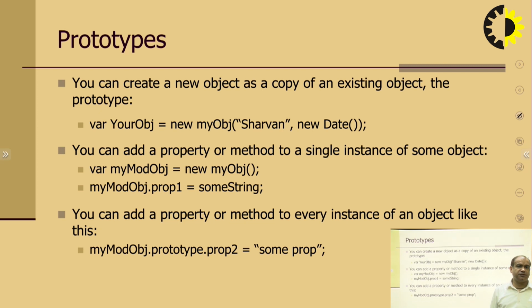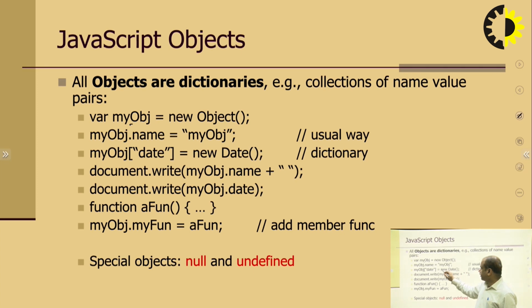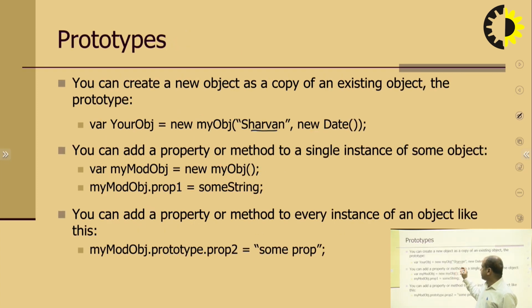So prototypes in JavaScript: we can create a new object as a copy of an existing object, that is the prototype, like this way. Variable my object equal to new my object, we define a string value and date. Here we define my object. Here we have to create a new prototype for that.